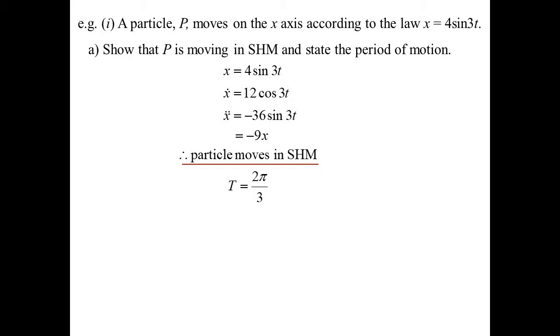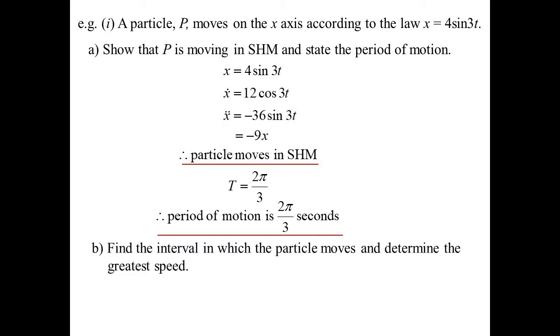And state the period. Well, the period will be 2 pi on 3. And so seconds, well, it hasn't actually said it's seconds, I've just assumed. It's usually seconds for these sort of things. Now, find the interval. You have trig equations. Don't waste time using calculus. The interval the particle moves.